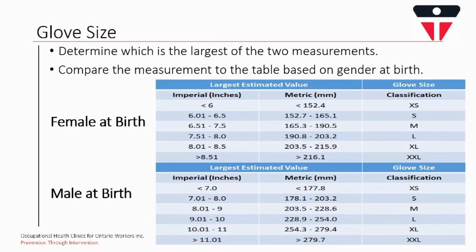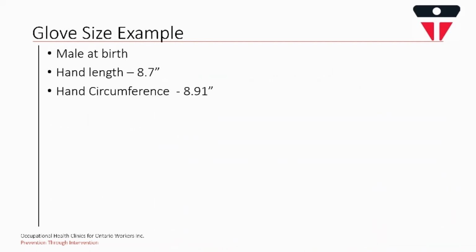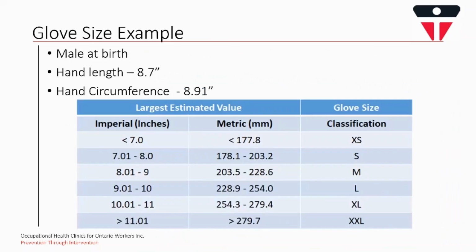So as an example, a male at birth, hand length 8.7 inches, hand circumference 8.9 inches. Well, the larger of the 2 values is the hand circumference. So that's a value we'd actually use. And this would tell us that this person would need a medium-sized glove.